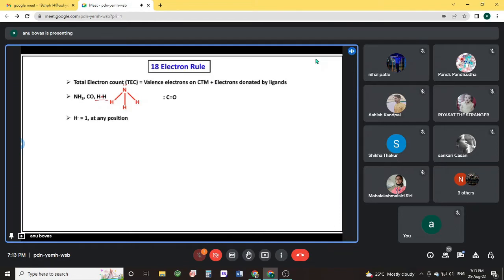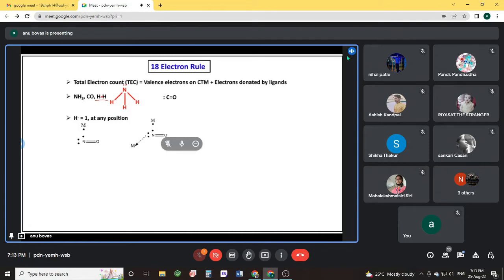The next example is H. H has an electronic configuration of 1s1, and hence at any position it will give only one electron, whether it is at a terminal position or at a bridging position. The next common example is nitrosyl.